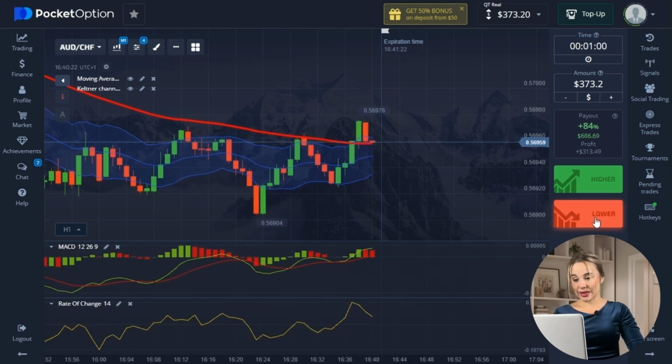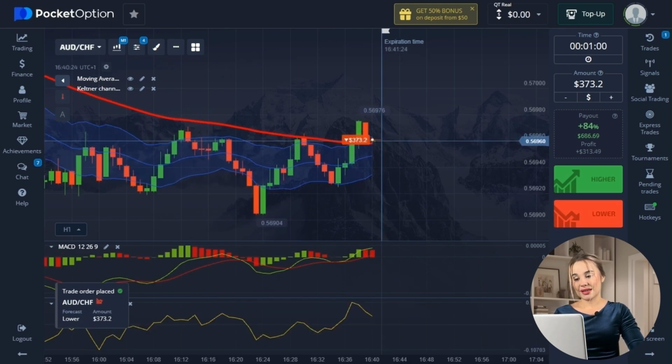The currency pair is the Australian dollar Swiss franc. This time I'm opening a put option based on the indicator signals at the upper boundary of the Keltner channel. You can see it right now on your screens.